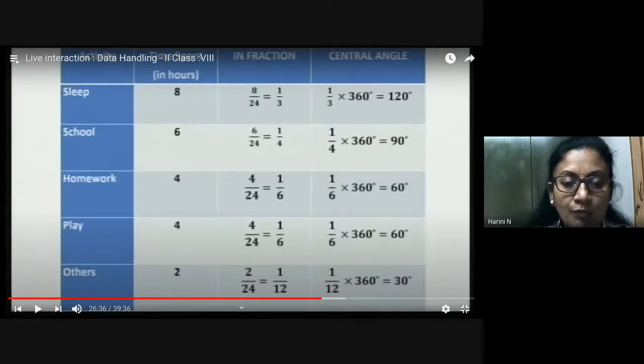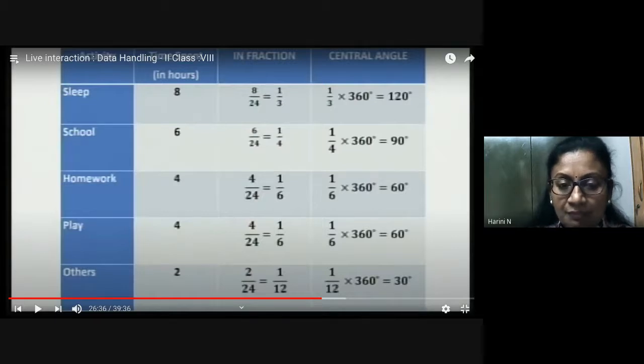Then in homework, we spend 4 hours. So 4 out of 24 is 1 by 6. Again, playtime is 4 hours. So 4 by 24 is 1 by 6. And the other activities that you have to complete at home, you spend 2 hours on them. So 2 out of 24 is 1 by 12.